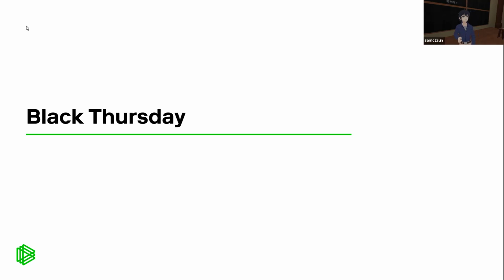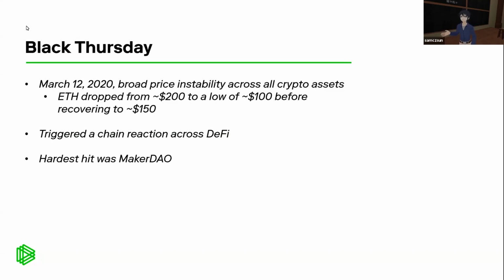Okay, we're going to move on to Black Thursday, and I'm going to speed up a bit because I have a few more to get through. Black Thursday refers to March 12th, 2020, when there was broad price instability across basically all crypto assets. And this, of course, included Ethereum, which is a crypto asset. Over the course of several hours, it dropped from a price of $200 down to $100 before recovering to $150.